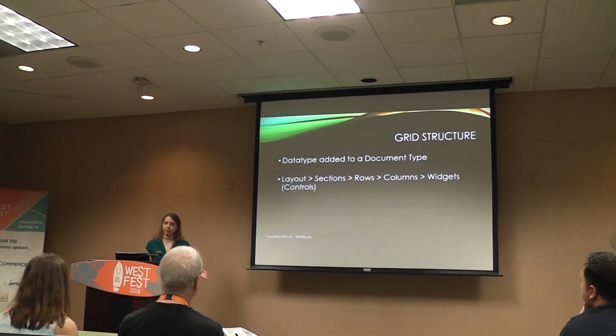So the structure of a grid is that it's actually a data type that you put on a document type, just like a rich text editor. But you have control over how that editor displays in the back office and then how it's rendered in front of the page. You've basically got a nested structure of a layout, which has sections, which has rows, which has columns, and then widgets, which are frequently called editor controls, but we always call them widgets because it sounds more fun.